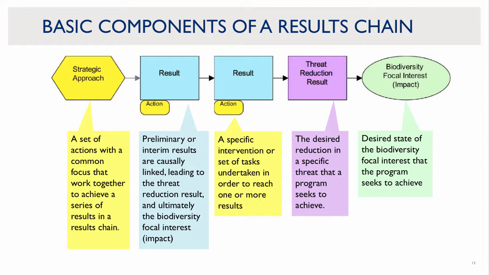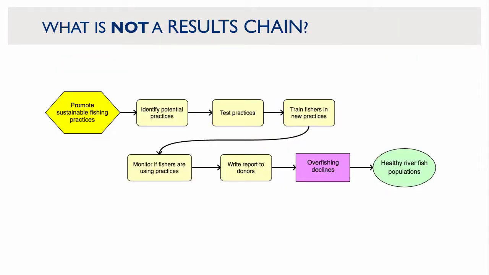Finally, please note that this is a results chain for a threat-based strategic approach. However, a results chain for another non-biodiversity development sector may not have threat reduction results, or may have another name for it. Now that we know what a results chain is, it's important to clarify one thing that it is not. A results chain is not an implementation flow diagram.